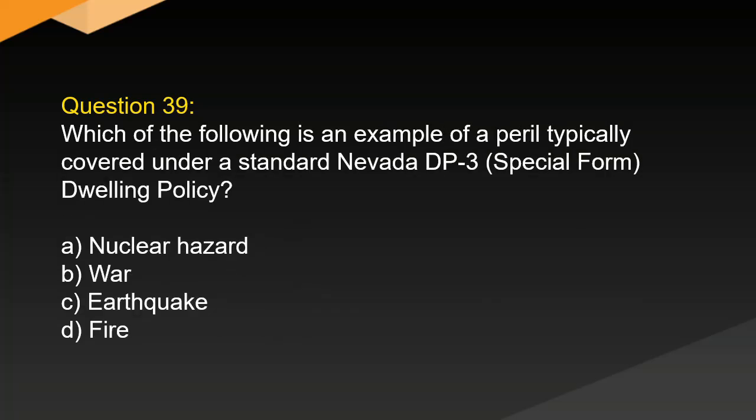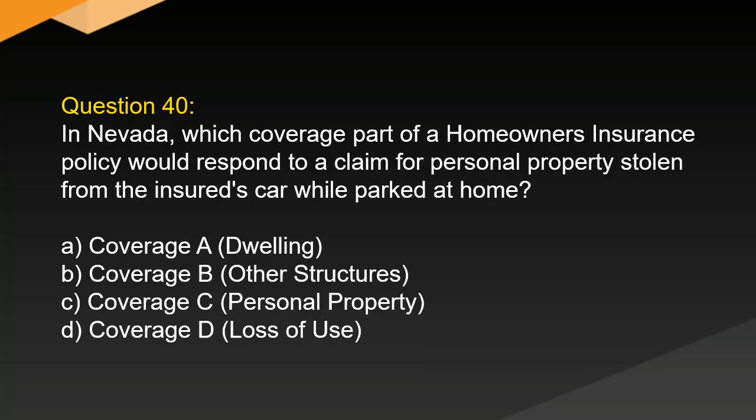Question 39. Which of the following is an example of a peril typically covered under a standard Nevada DP-3 special form dwelling policy? A. Nuclear hazard. B. War. C. Earthquake. D. Fire.